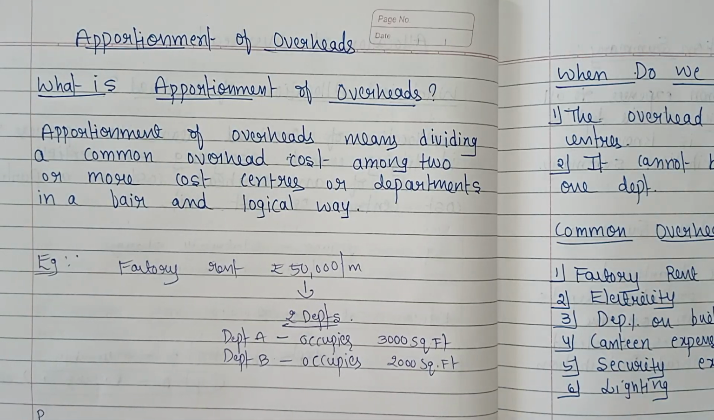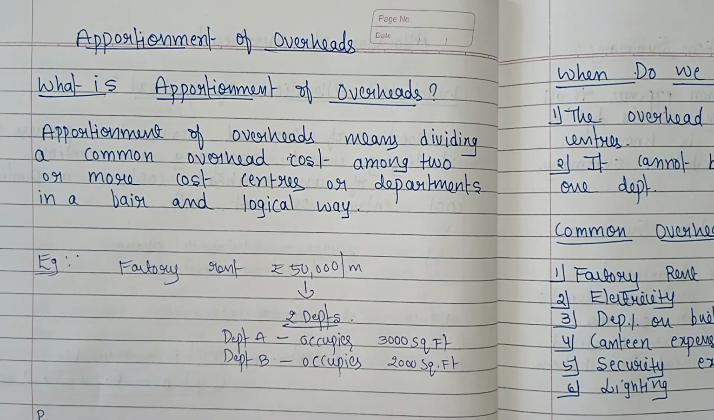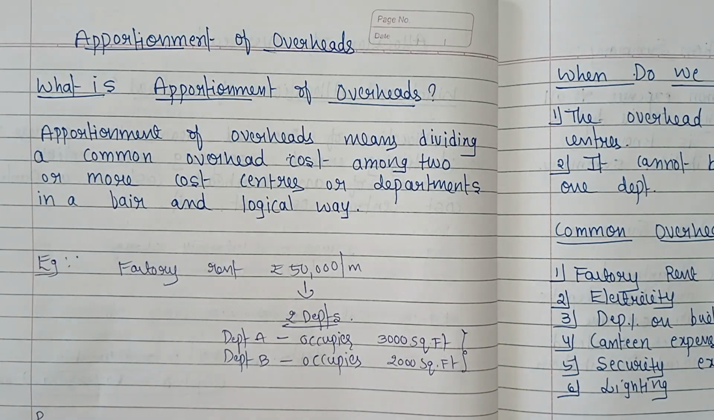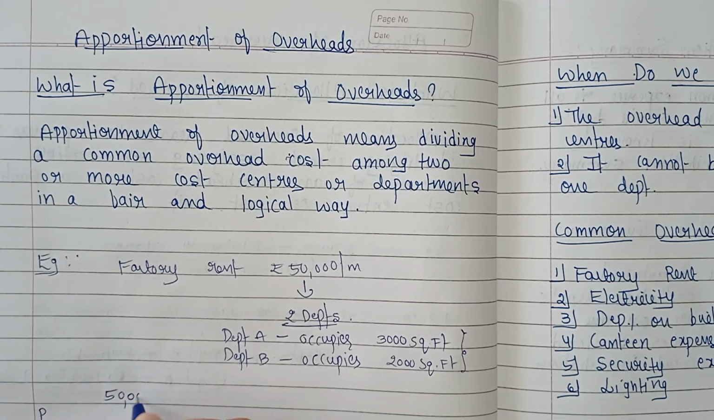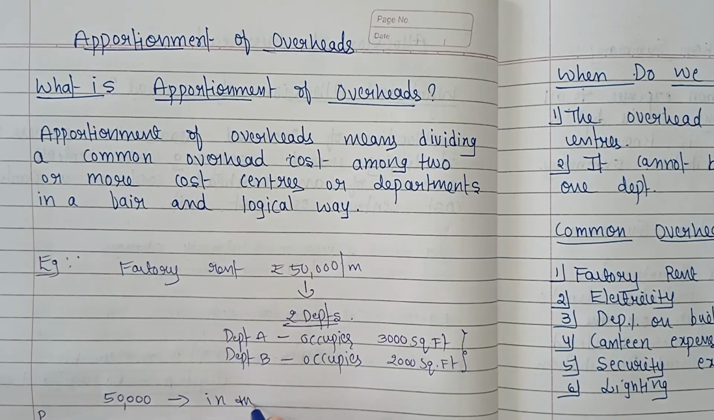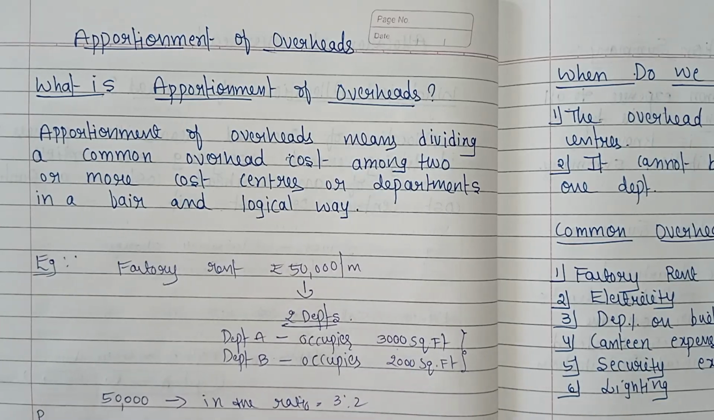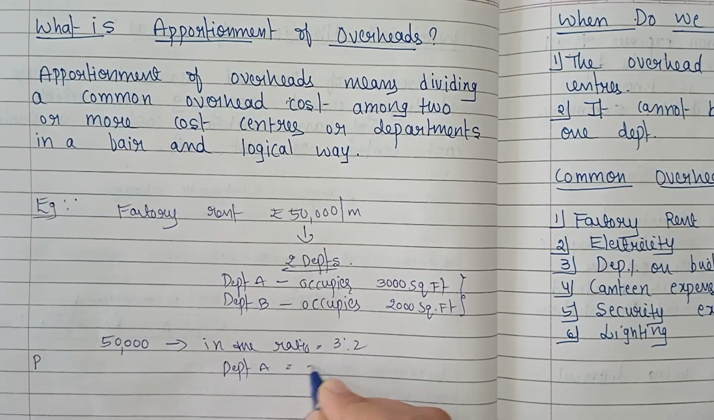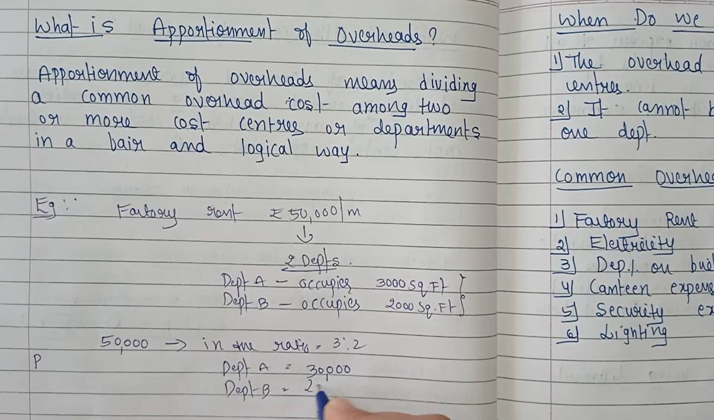Now we can't allocate the rent fully to one department because this rent comes under two departments. So it must be apportioned based on the area occupied. So we divide the rupees 50,000 rent in the ratio of 3:2. 3,000 and 2,000 means 3:2. Means department A gets rupees 30,000 and department B gets rupees 20,000.